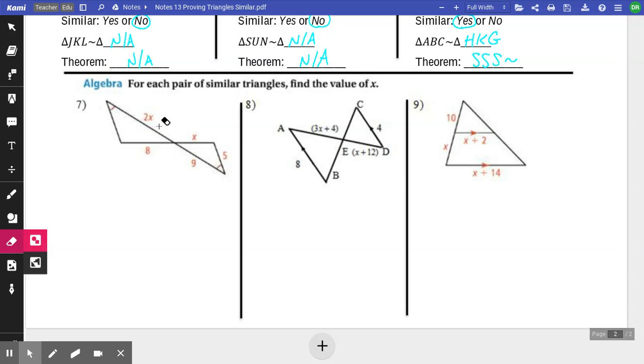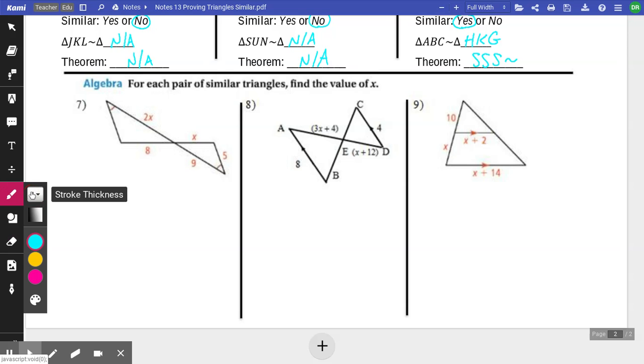So looking at these triangles in number 7, there are some special setups. First thing I want to know is whether or not the triangles are similar. We see there's a pair of angles marked congruent, and we have vertical angles in the middle that also have to be congruent. So the triangles are similar by angle similarity. And if the triangles are similar, then the sides should be proportional.